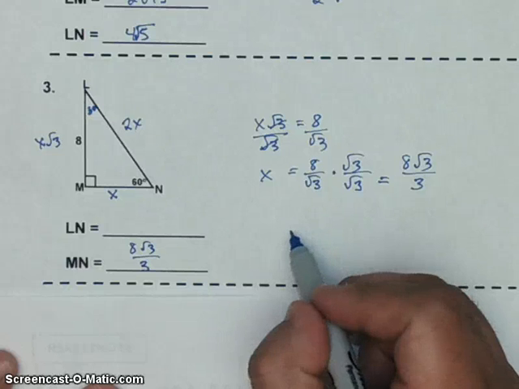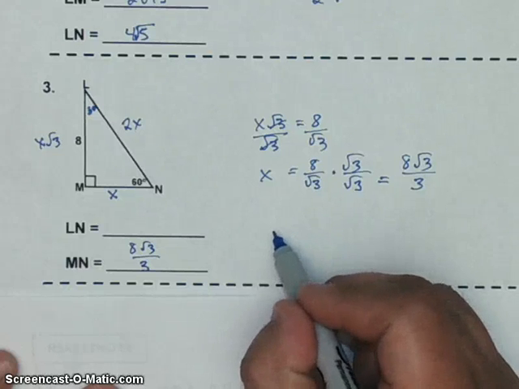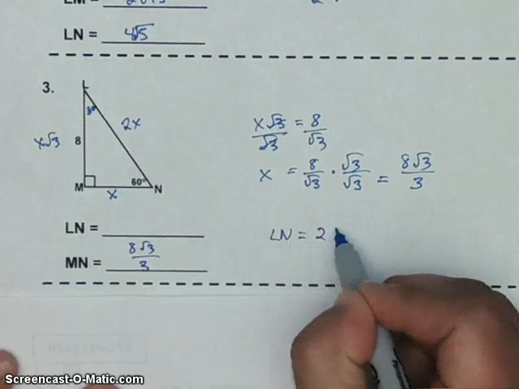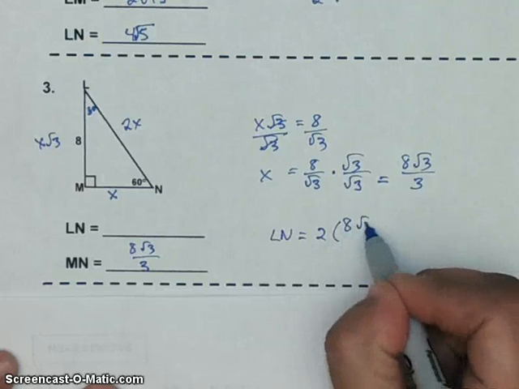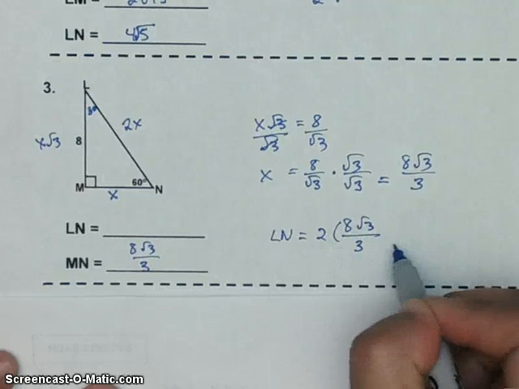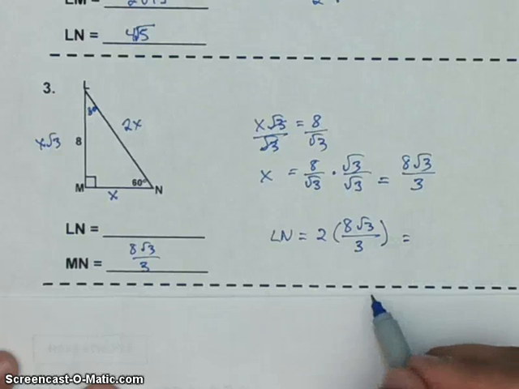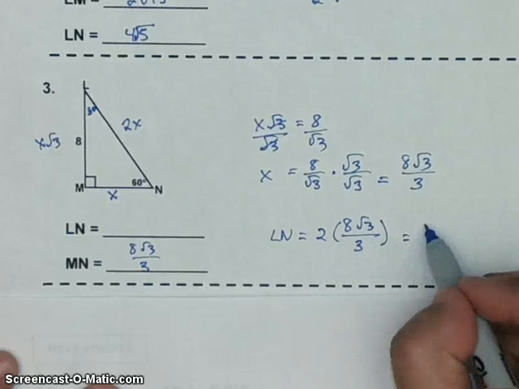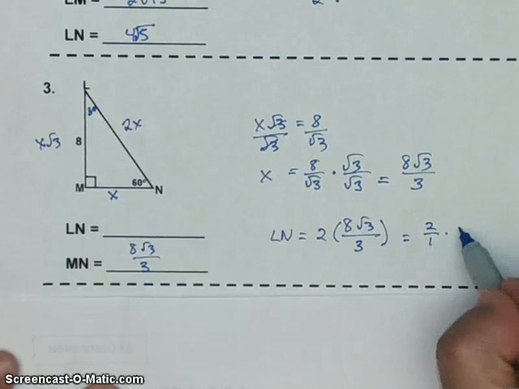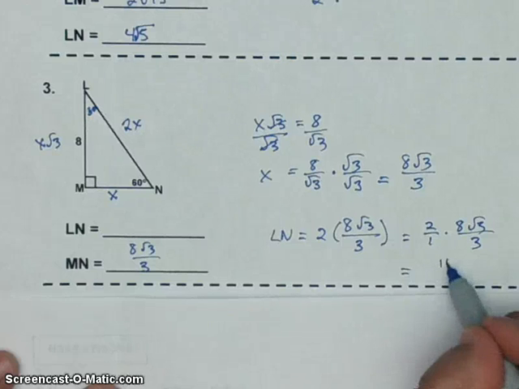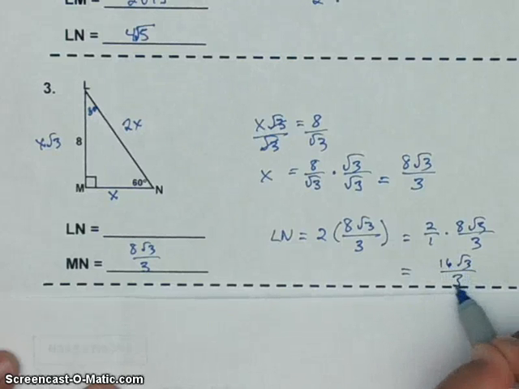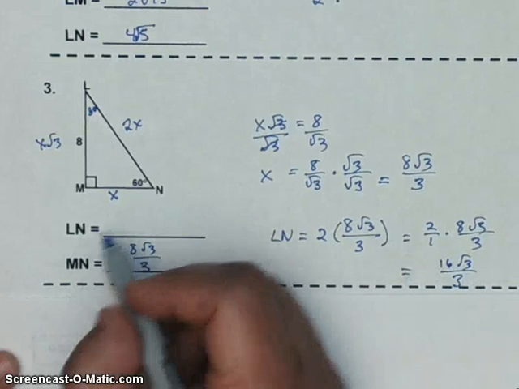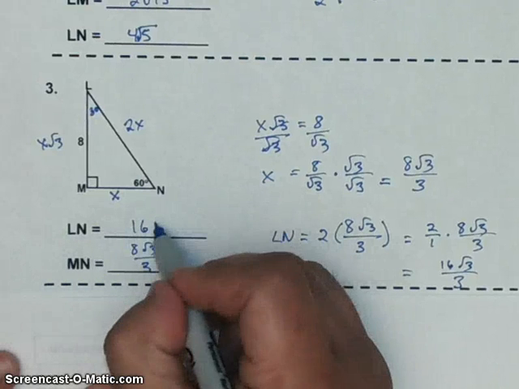Then LN is twice that. If I multiply 8 square root of 3 over 3 by 2 over 1, that's going to give me 16 square roots of 3 over 3. That doesn't reduce, so this is our answer.